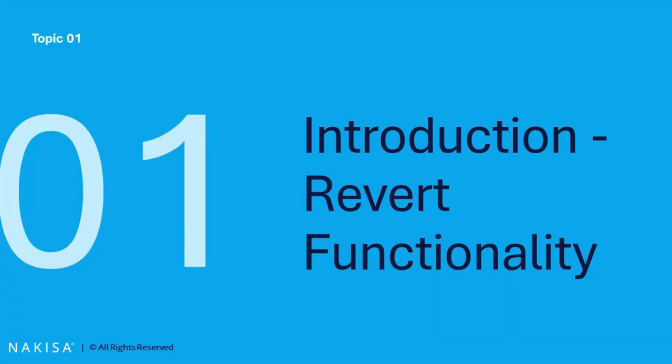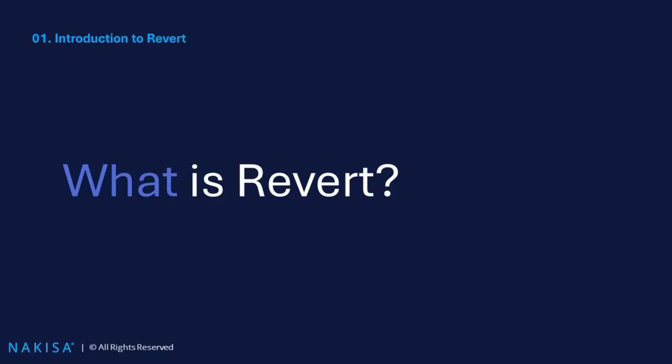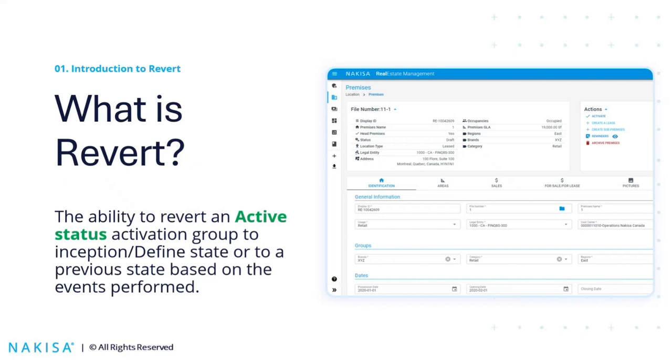So for the introduction of revert functionality, what is revert? The ability to revert an active status of an activation group back to its inception or defined state, or a previous state based on the events performed. So if you have multiple events, you can go back one level or multiple levels.